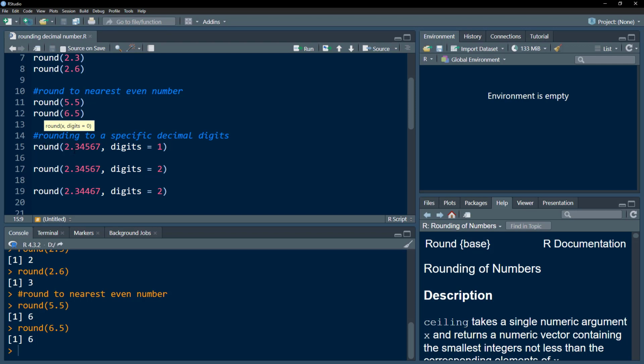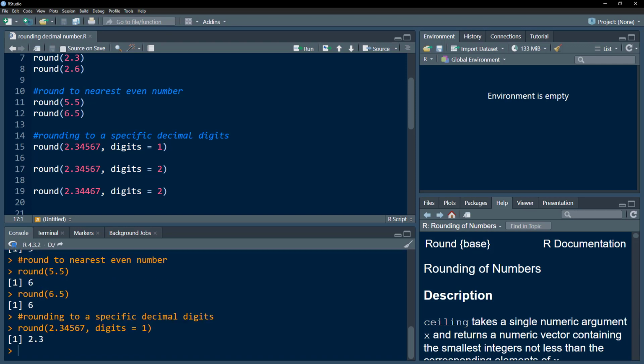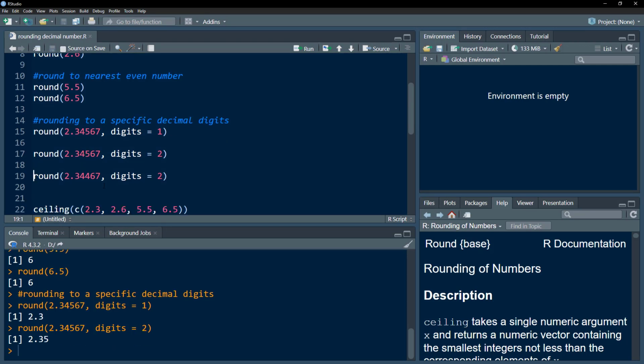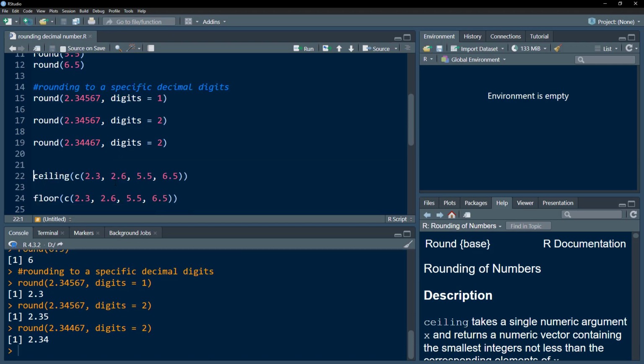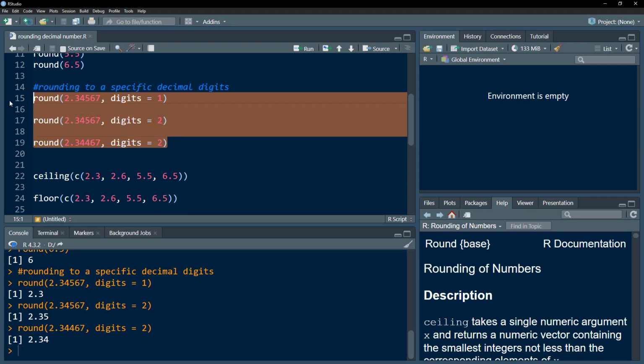In this case, we should get 2.3 because this digit is less than 5, so it should be rounded to the nearest lower number. Similarly, this would round to the nearest higher number. Because we have 2 digits over here, the third digit is 5, so this would be rounded to 2.35. Similarly, this should round to 2.34, right?